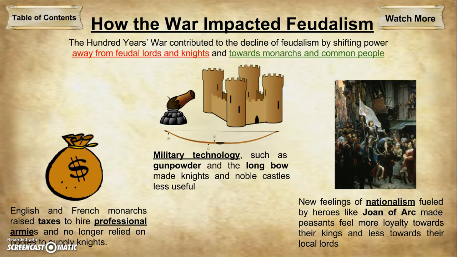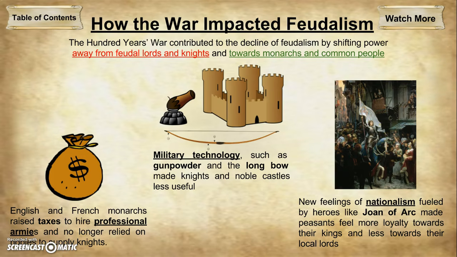And then, finally, this new sense of nationalism, made up from heroes such as Joan of Arc, who is a French peasant girl who led the French to victory in the Battle of New Orleans, who then was captured by the English and called a heretic, someone who spoke out against the church, and burned at the stake as a witch. This fueled French nationalism.